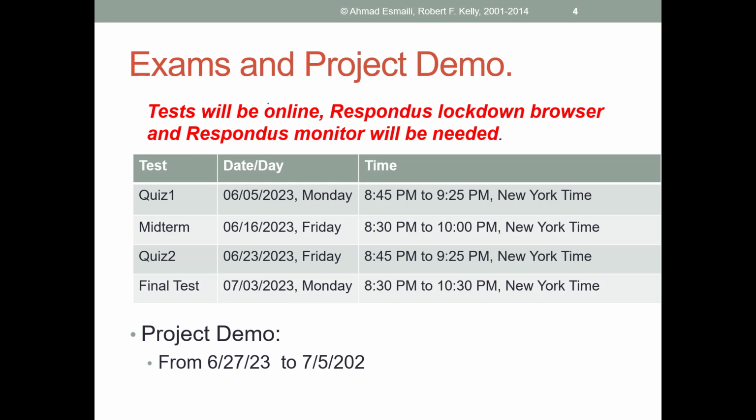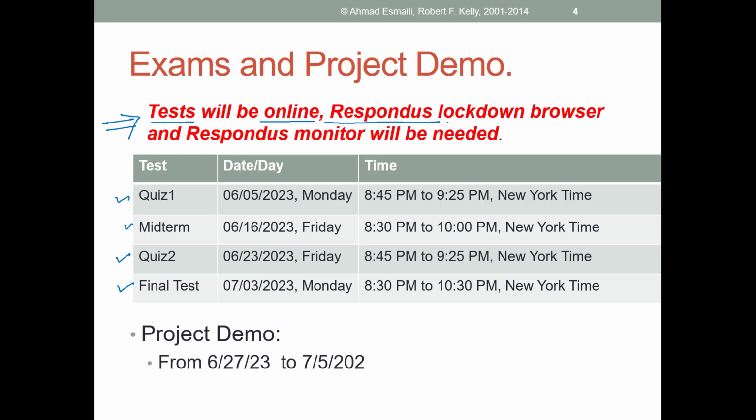So let's understand this thing about exams. So exams are going to be online. So this involves, when I have written tests here, tests include quizzes, a midterm exam, and the final test. They are going to be online, and I'll be using a lockdown browser. So most probably I will use Respondus lockdown browser.